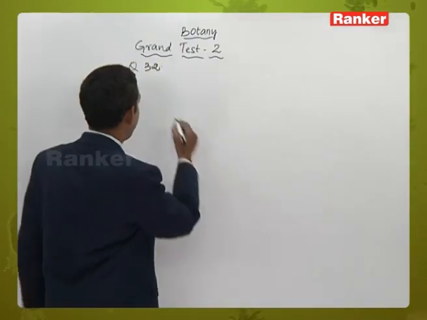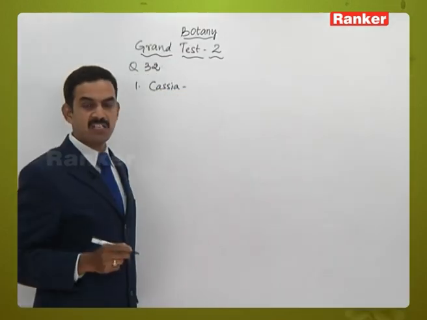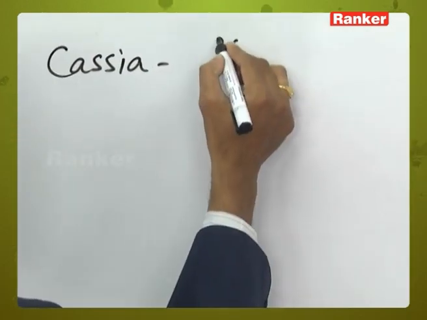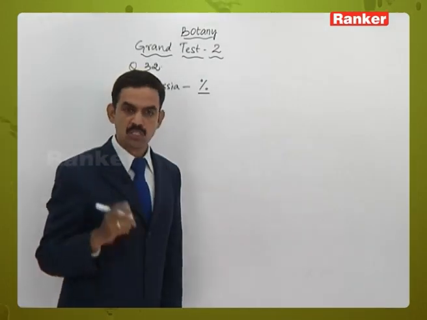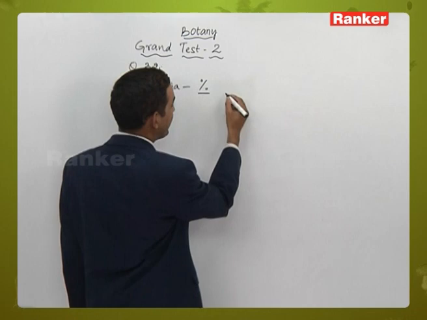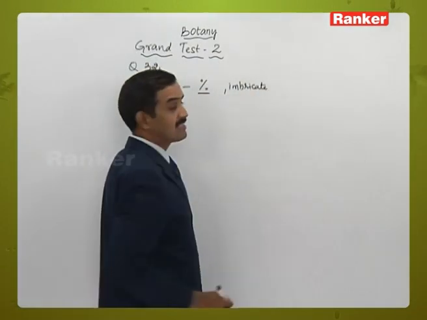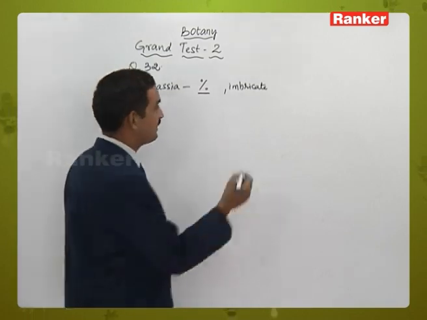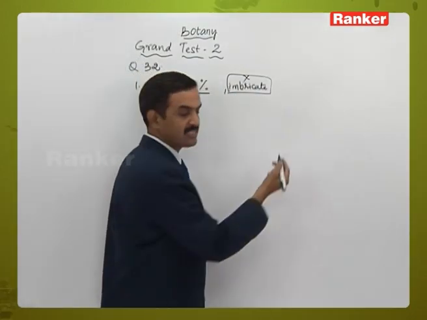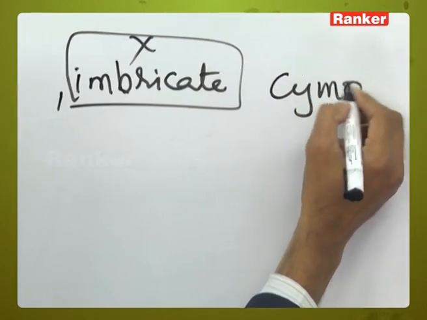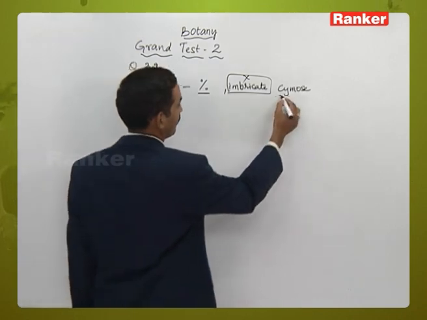Okay, here in the options, starting with the Cassia plant. Cassia plant will have zygomorphic flowers. Zygomorphic condition is represented with a percentage mark. So that is correct. And it is said to show imbricate aestivation. Actually it does not show imbricate aestivation. This one is incorrect. This one is wrong. And of course cymose inflorescence. It is showing the racemose inflorescence. That is also incorrect. Right.